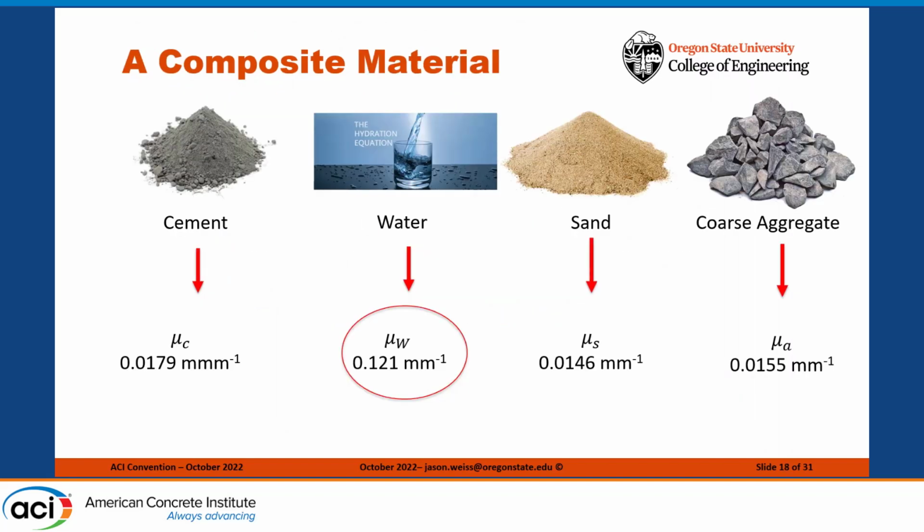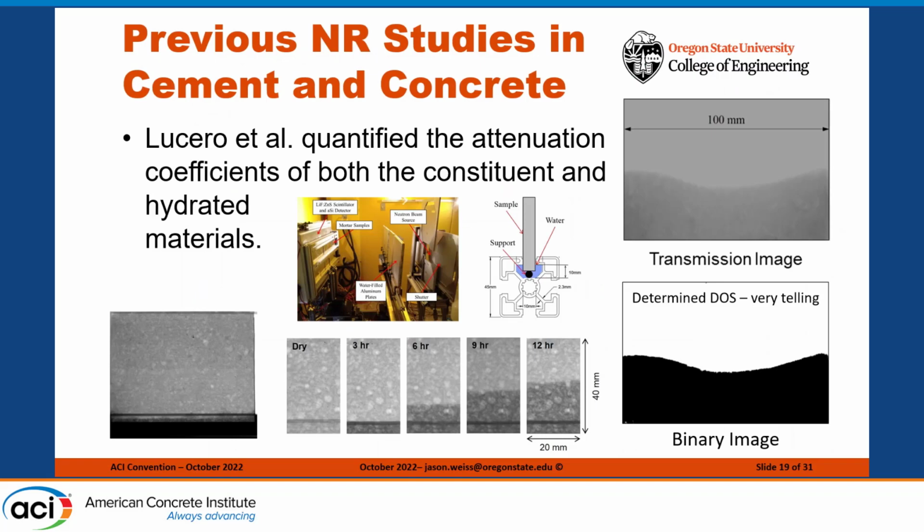So if we look at this, cement, water, sand, coarse aggregate, a lot of you will say, of course, we're ACI, we know what all these are. But if we look at these, what we'll notice is very low attenuation coefficients for everything except for water. So it becomes very easy to start to track what water is doing, and we'll look at this for some of these different systems.